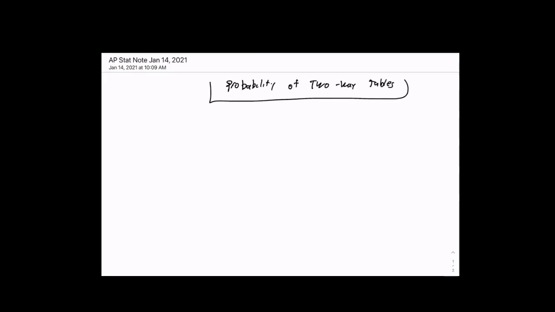I noted, we've already done this. This is analogous to distributions of categorical variables.